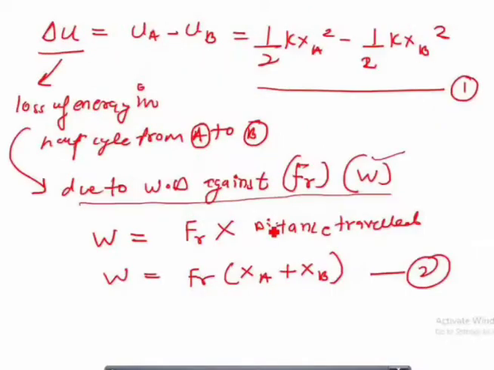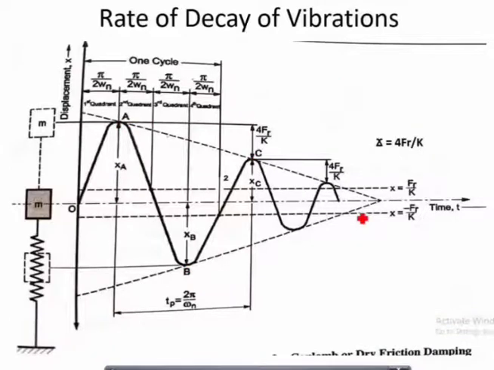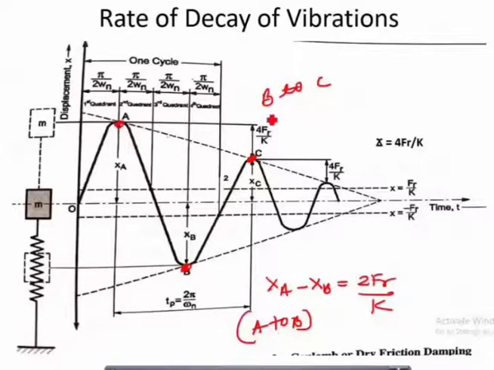Now I will come to the diagram. You can see in this particular diagram the loss of amplitude in a half cycle from point A to B: XA minus XB is equal to 2 Fr divided by K. Similarly, the loss of amplitude in the half cycle from point B to point C. This is from point A to point B, half cycle, and another half cycle B to C. Very easy. XB minus XC is equal to 2 Fr by K.